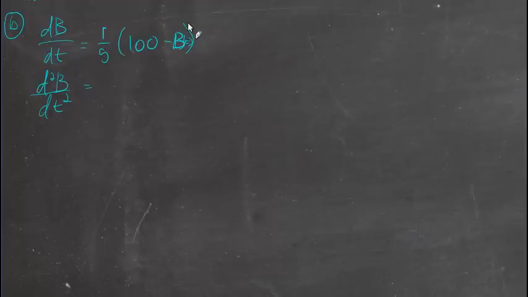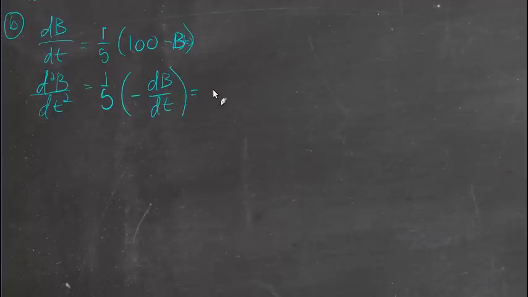So we have a function here. We're multiplying it by 1/5, so we have first the constant multiple rule. We multiply 1/5 by the derivative of this. What's the derivative of this? Well, it's the derivative of 100, which is 0, minus the derivative of B. What's the derivative of B? It's just dB dt, and it's negative. It's negative dB dt. And what's dB dt? It's right there.